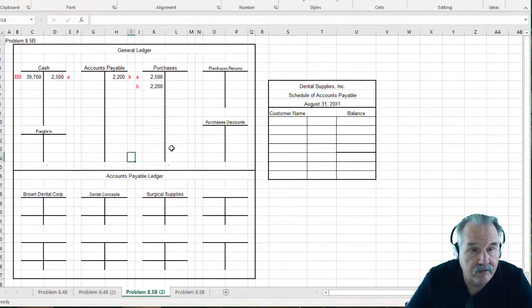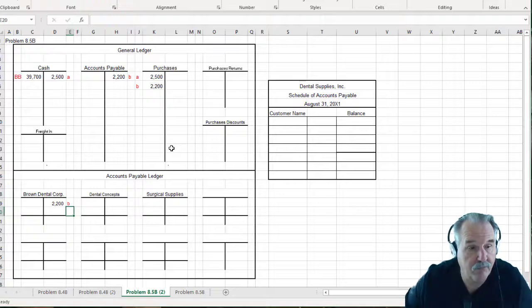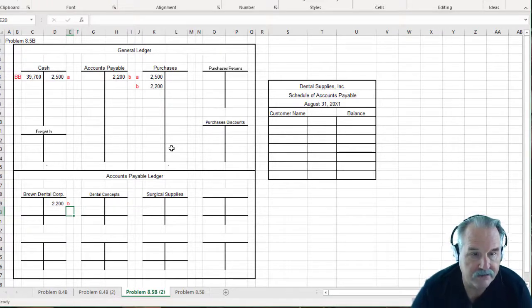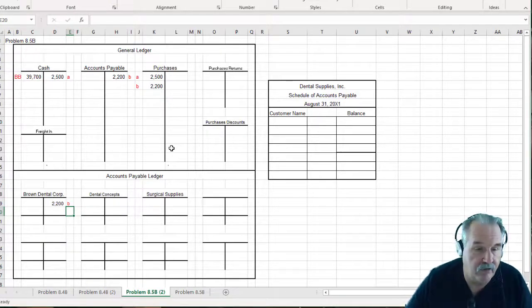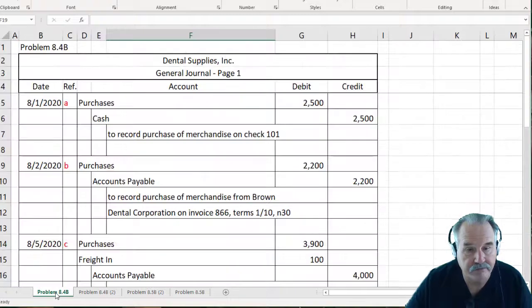And because this went into the accounts payable account, we need to also post to the accounts payable ledger for Brown Dental Corp. Anytime we put something in accounts payable, we have to also put it into the accounts payable ledger.